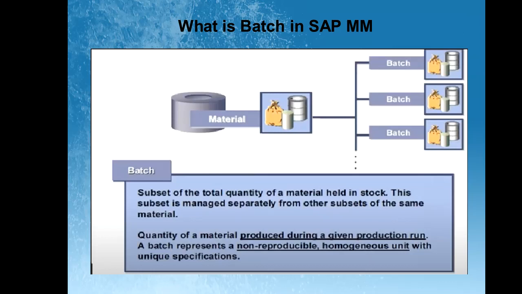Say for example, a lot of a material that has been produced for a particular time can be stored in stock as a batch, and in the next production run whichever lot gets produced can be saved as a different batch. So more or less, a batch represents a non-reproducible homogeneous unit with unique specifications.